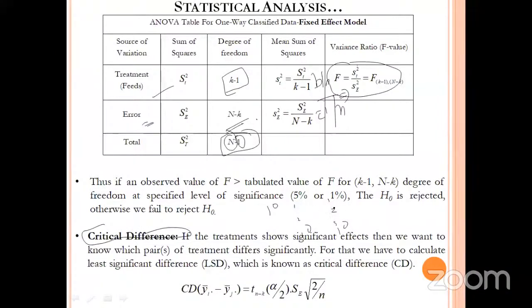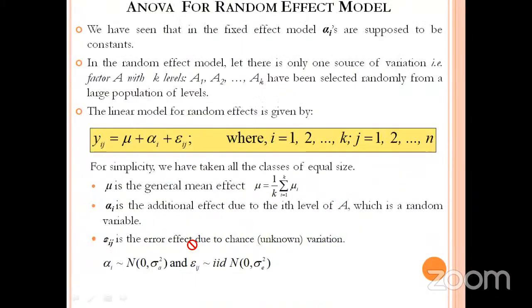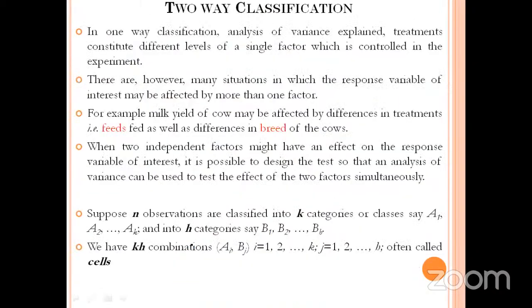But among these, which are the pairs which are most contributing? We want to know individual pairs, then we have to calculate least significant difference. They will not ask you the formula, but remember, when we want to identify which pair in the sample is contributing for the most differences, then we go for the critical difference approach. The remaining things you can go through.